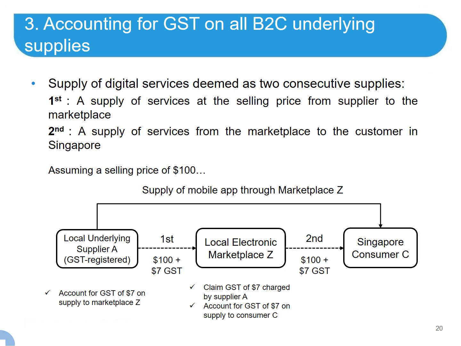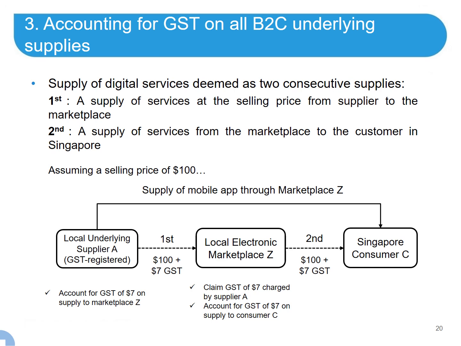To illustrate what happens if the concession is exercised, assuming a selling price of $100, the local underlying supplier A will account for GST of $7 on its supply to local marketplace Z if A is GST registered. If A is not registered for GST, it will not need to account for GST on its supply to Z.